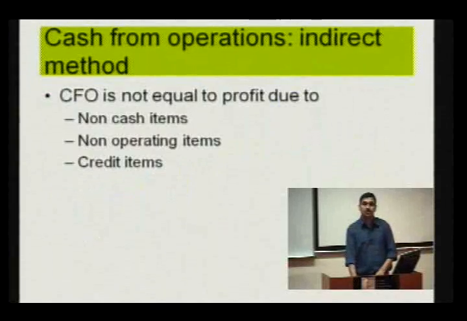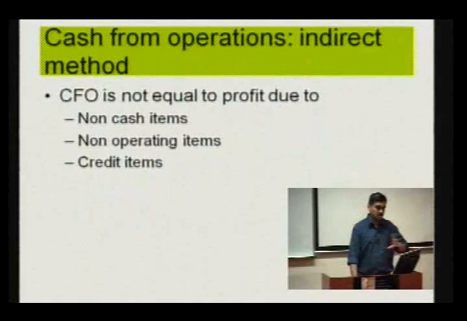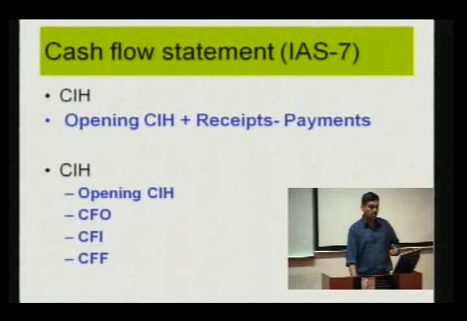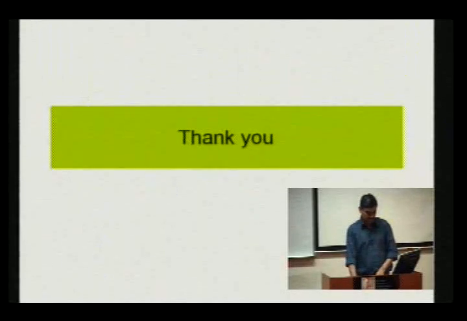So, if I put them together, as I said, CFO is not equal to profit because of non-cash items like depreciation, amortization, non-operating items like interest and credit items like credit sales, credit expenses, credit purchases. To summarize, therefore, cash flow statement can be determined as receipts minus payments, or cash flow statement is usually recommended to be determined as CFO, CFI and CFF. Thank you very much.